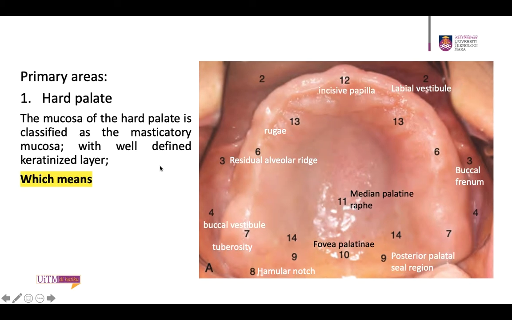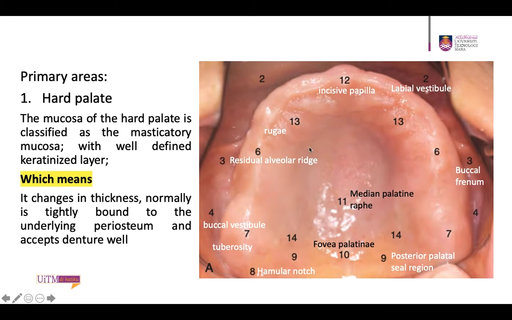The mucosa of the hard palate is classified as masticatory mucosa with a keratinized layer. What does this tell you? That the overlying mucosa in this hard palate area can change in thickness, and it is normally very tightly bound to the underlying periosteum. This is the reason why this area accepts the load from the denture very well.